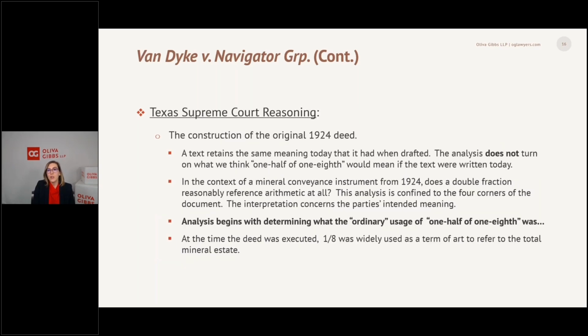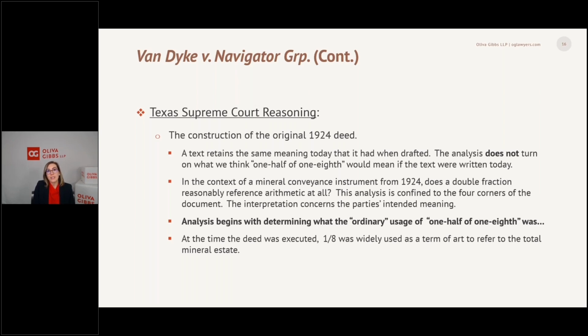you check that out. So, how did the Texas Supreme Court land at this decision, which differed from the trial court and the Court of Appeals? Well, they looked at the construction of the original 1924 deed. First, the court stated that a text retains the same meaning today that it had when drafted. The analysis is not going to turn on what we think 1/2 of 1/8 means today. Instead, we will look at the context of the mineral conveyance from 1924. Our analysis is going to be confined to the four corners of the document, and we will look at what the parties' intended meaning was in 1924.